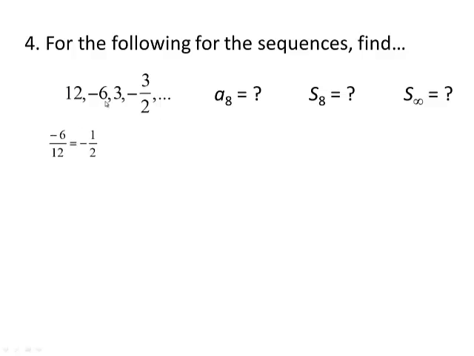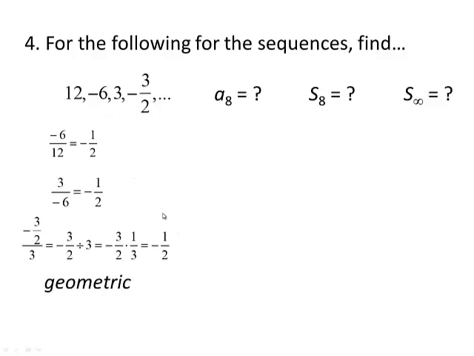So we're going to divide -6 by 12, we get -1/2, and then 3 divided by -6 is -1/2, and then -3 over 2 divided by 3. When we divide a fraction, we take the reciprocal of the 3 and multiply, and the 3's cancel and we get -1/2. So we do have a common ratio here for all the terms given. So we know it's geometric, and we know the common ratio. Did I say difference? I mean the common ratio is -1/2.